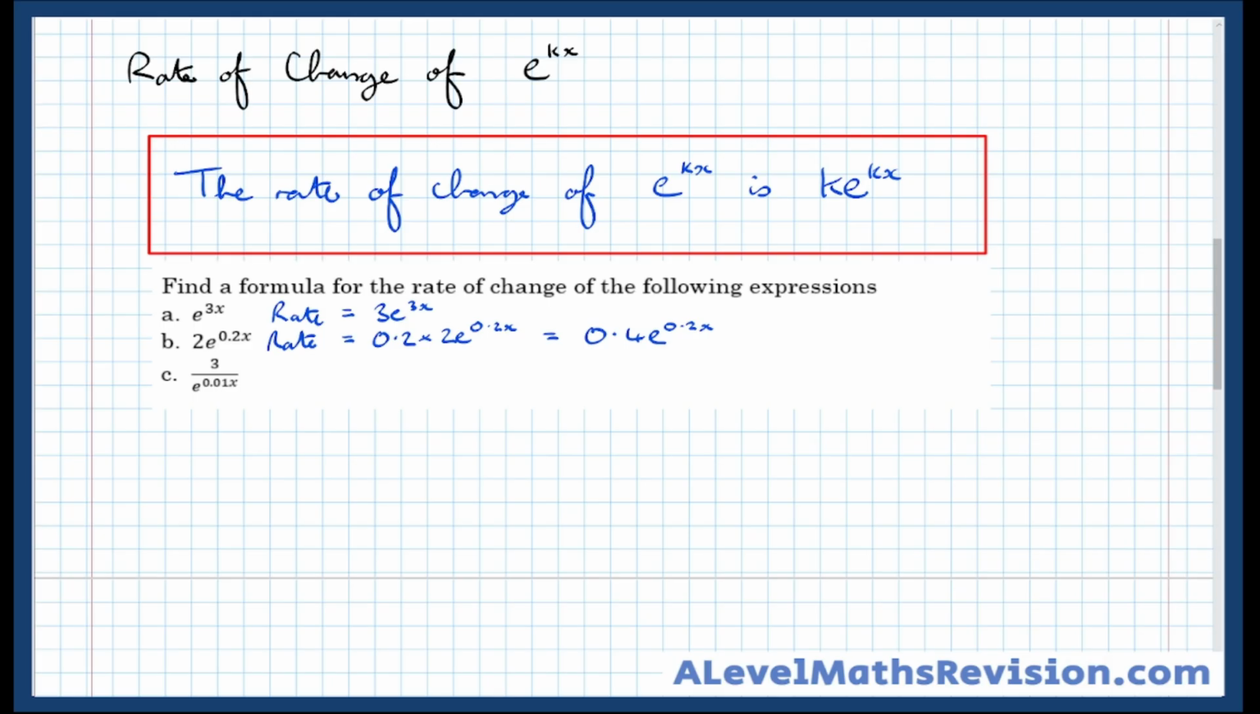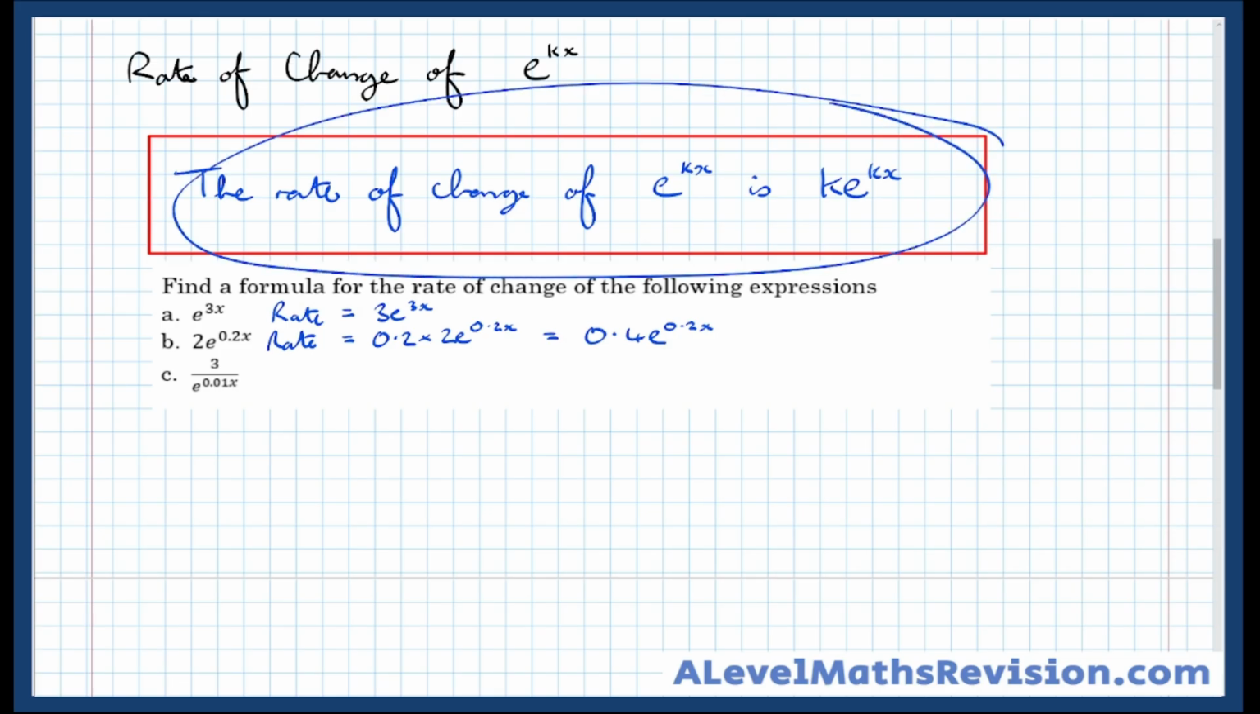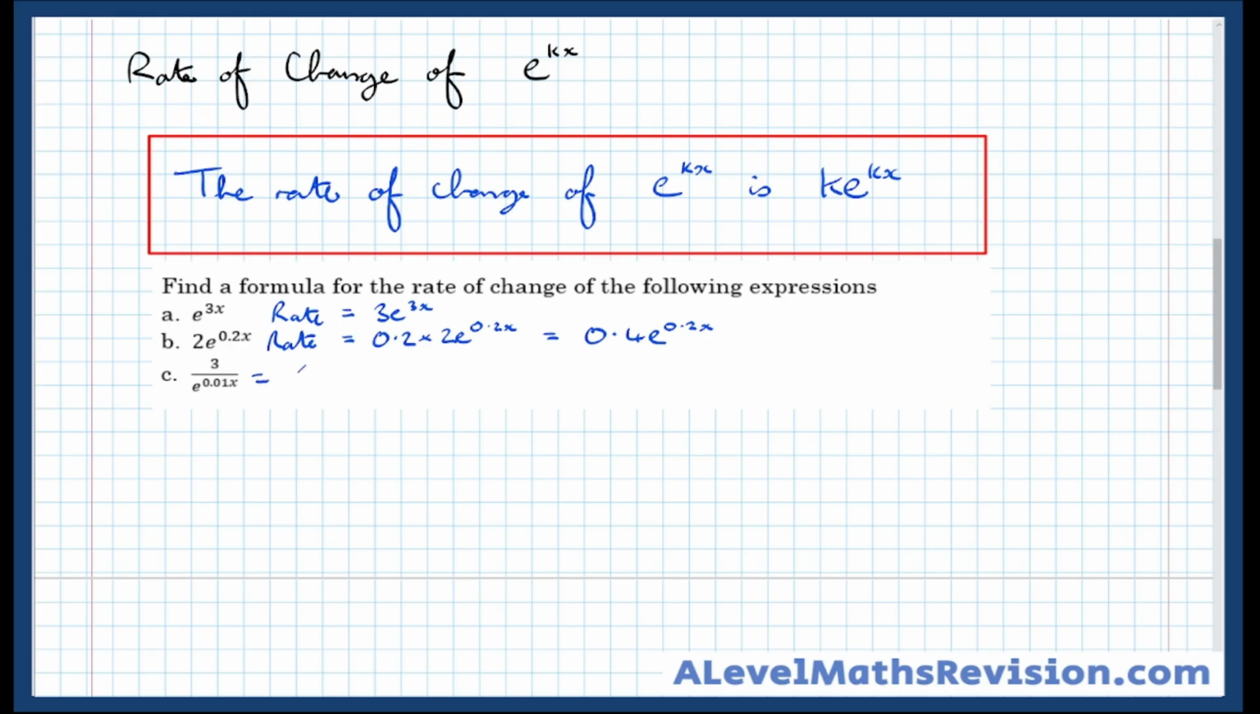And part C, well, that's not in the format of that there yet. So what we need to do is write it in that format. First of all, that's equal to 3. And using index laws, we know that a divide by something makes a negative power. So that's 3e to the negative 0.01x. And that means that the rate is equal to negative 0.01 times 3e to the negative 0.01x, which equals negative 0.03e to the negative 0.01x.